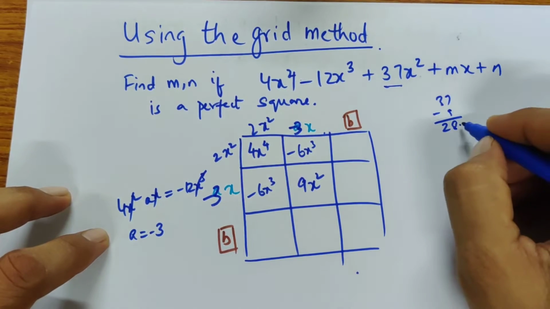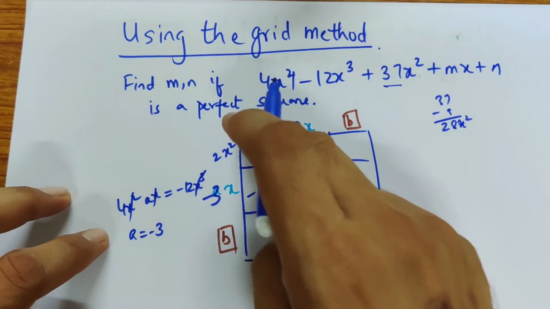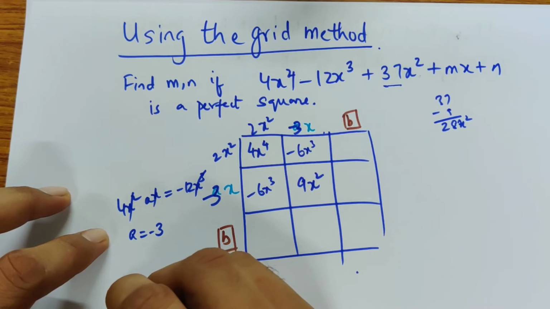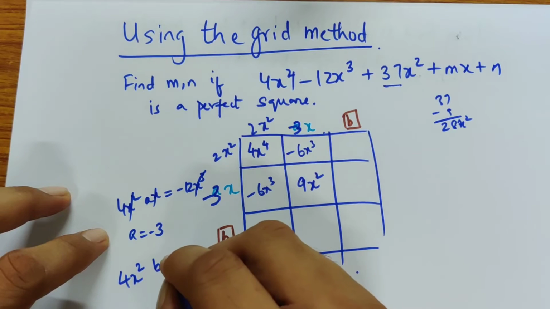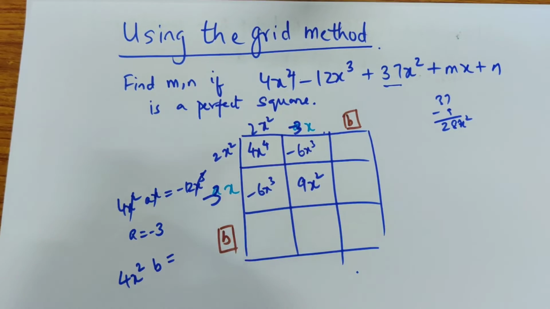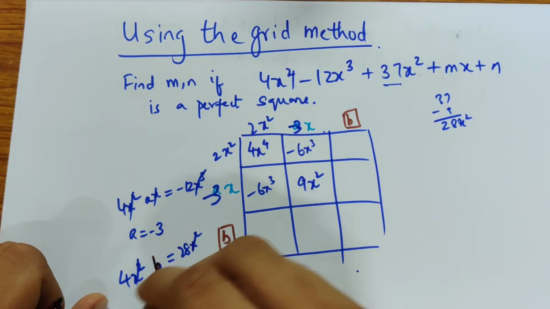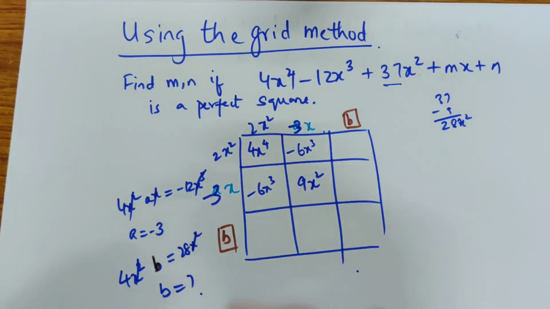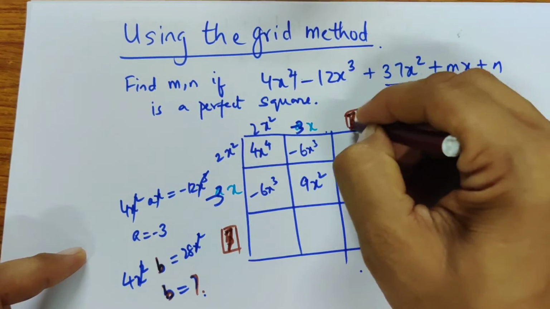So you have 28 x squares that you still need from these two boxes. Now what are these two boxes? These two boxes are 2 times 2x square times b. So you basically have the same 4x square times your b is equal to 28 x squared, which tells you directly that b is 7. So you know that b is 7. So this is a 7 and this is a 7.